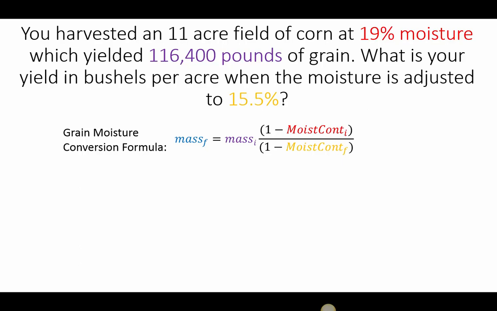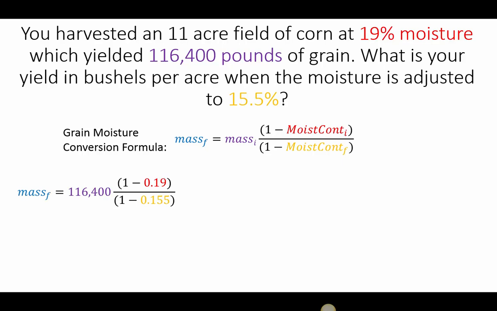You harvested an 11-acre field of corn at 19% moisture, which yielded 116,400 pounds of grain. What is your yield in bushels per acre when the moisture is adjusted to 15.5%? For this problem, we will use the grain moisture conversion formula. Final mass equals initial mass times 1 minus initial moisture content over 1 minus final moisture content.